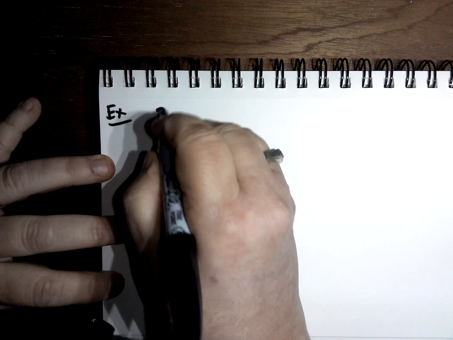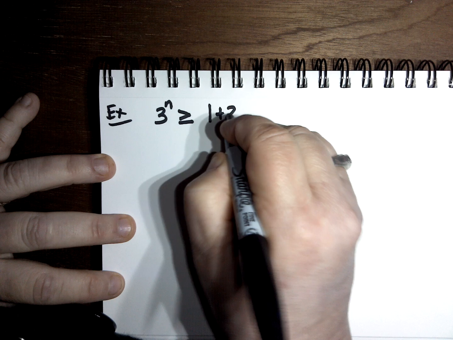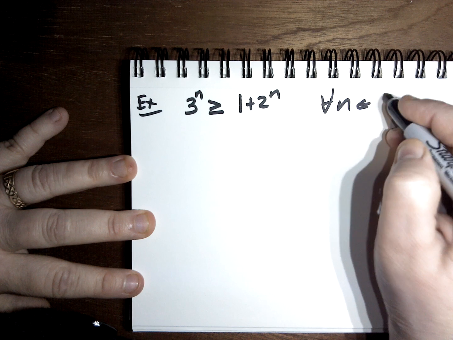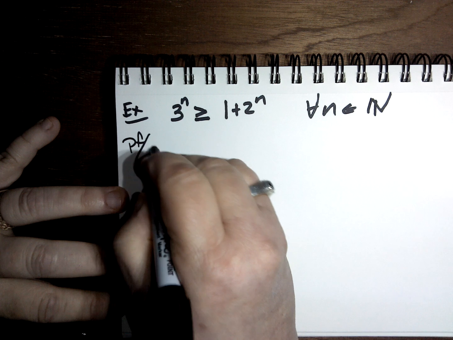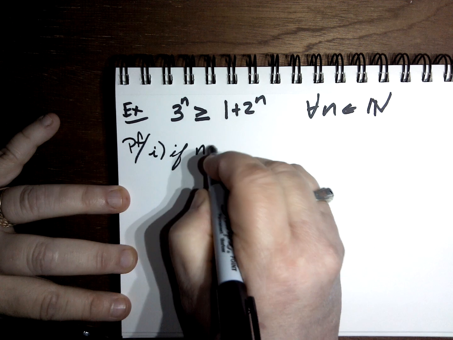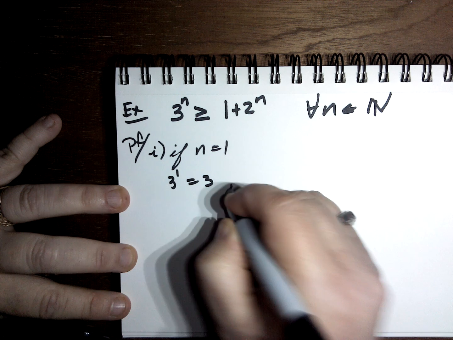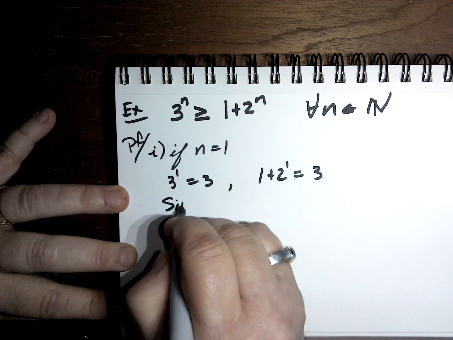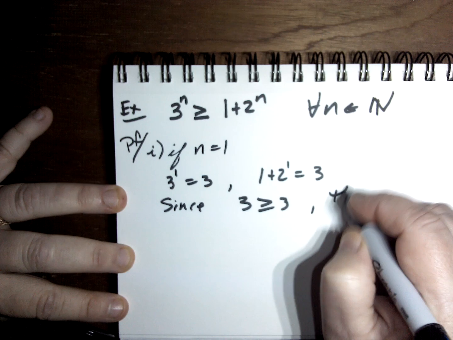Example: I want to show that 3 to the n is greater than or equal to 1 plus 2 to the n for all n in the natural numbers. So, proof. If n equals 1, 3 to the 1 is equal to 3. 1 plus 2 to the 1 equals 3. Since 3 is greater than or equal to 3, this is true for n equals 1.